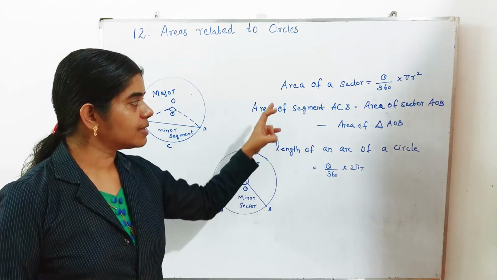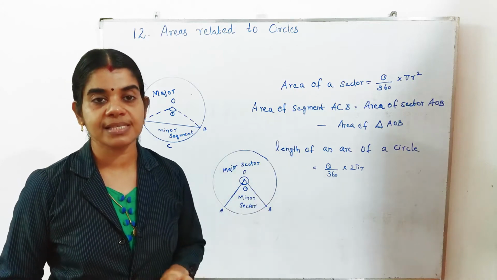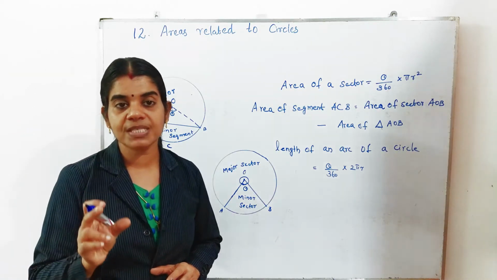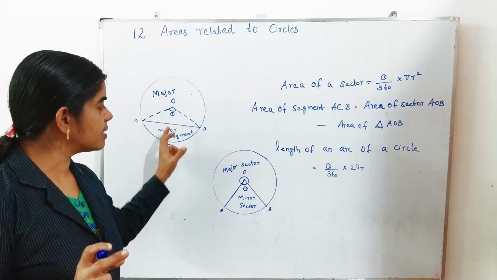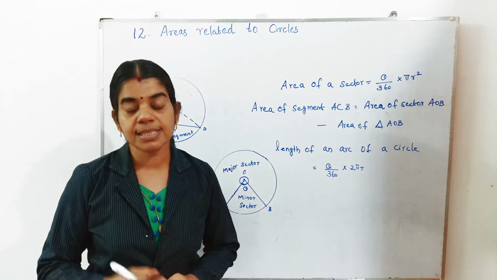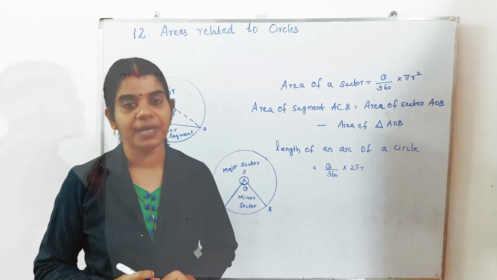So, the area of a sector is theta by 360 into pi r square. If you want to find the area of a segment, area of the sector minus the triangle, you will get the area of the segment. Length of an arc of a circle is theta by 360 into 2 pi r.